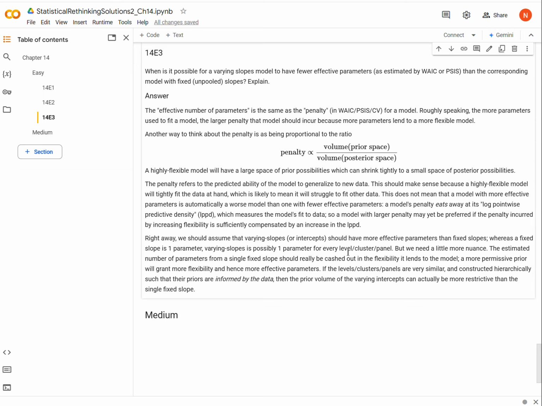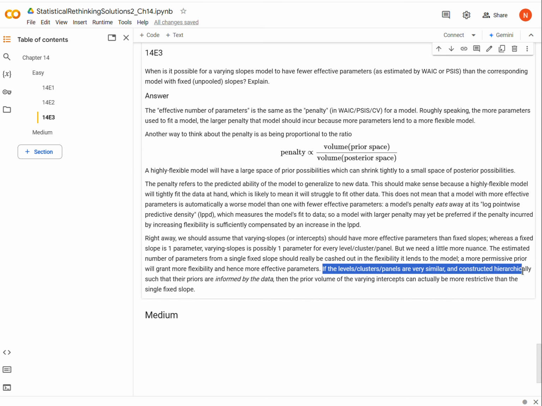So we can have situations where we have a single parameter. A single parameter with a more permissive prior distribution is going to lend that model more flexibility than if it had a tighter prior distribution. So here we see that one parameter can have different numbers of effective parameters, because how tight the prior is will lead to different flexibility in the model, and more flexibility means more effective parameters.